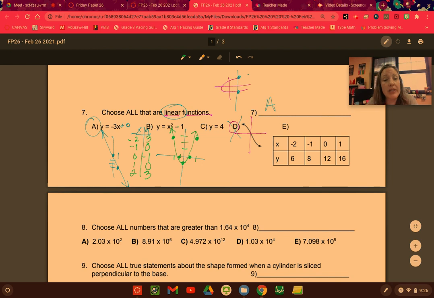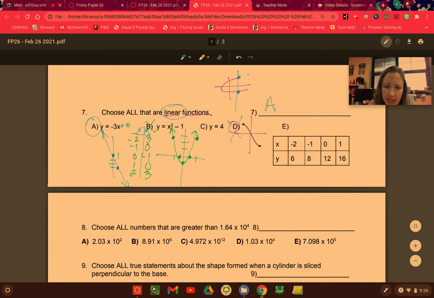No, it's not linear, but is it a function? Does it pass the vertical line test? Are there any x's that repeat? No x's repeat, but y's repeat, don't they? And that's okay. Y's can repeat in order for it to be a function, but it's not linear. So this is not a linear function.